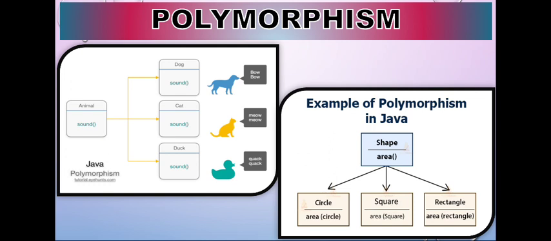Similarly, another example, 3 sound methods are there. Now as per input, the sound method will act differently. This is polymorphism.